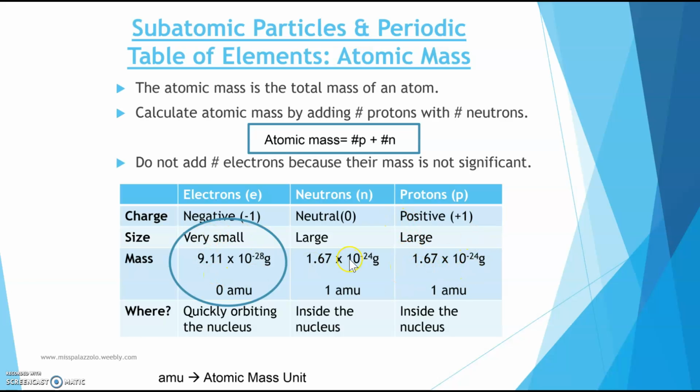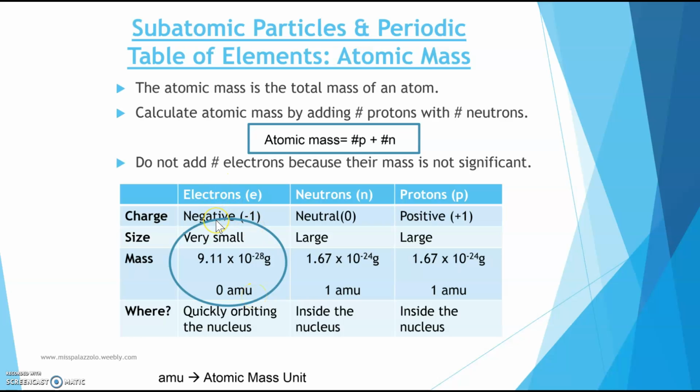So if we take a look at the protons and the neutrons in comparison to the electrons' mass, we see that the proton-neutron mass is much larger in terms of mass units. So we've got times 10 to the negative 24 grams, and in this case we have times 10 to the negative 28 grams. So in scientific notation, if you're looking at that number line, your negative 24 is a larger number than your negative 28. So keep that in mind. The electrons have a very, very small mass, and it is essentially 0 atomic mass units.